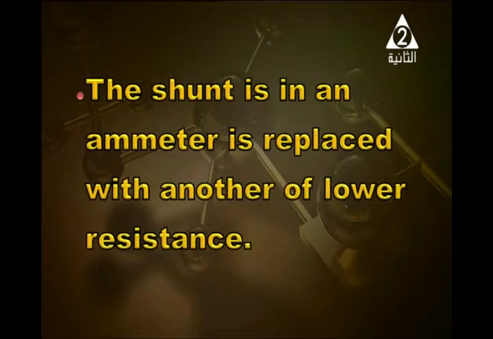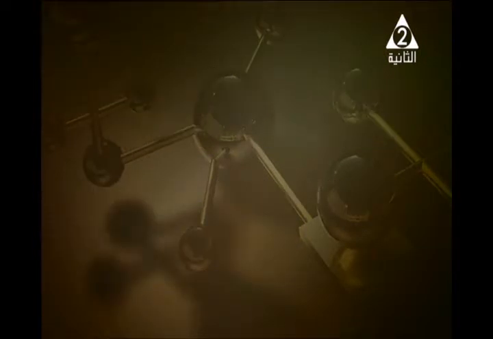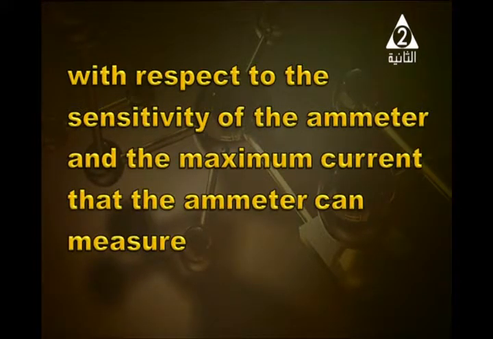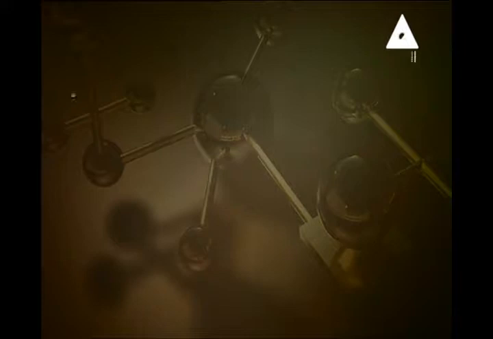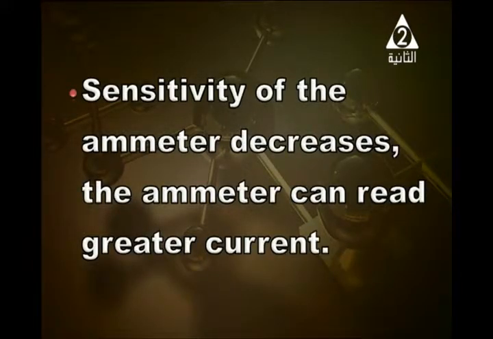What happens when the shunt in an ammeter is replaced with another of lower resistance? With respect to the sensitivity of the ammeter and the maximum current that the ammeter can measure, what happens to the sensitivity if the shunt is replaced with another of lower resistance? Sensitivity decreases, and this means the ammeter can read greater currents.